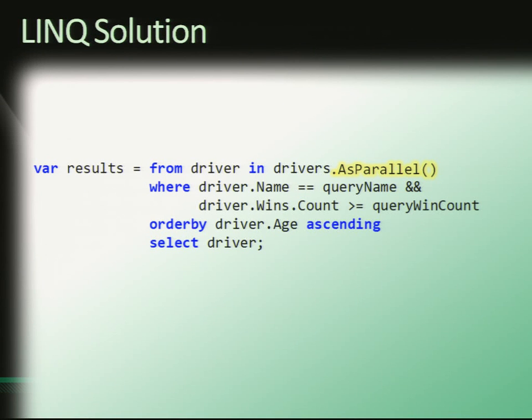Question? So the drivers object is an IEnumerable. Is that to say that in 4.0, AsParallel is going to be an interface on the IEnumerable? Is that what you're saying? So if I could rephrase the question, I think the question was, more grandly, what does AsParallel apply to?